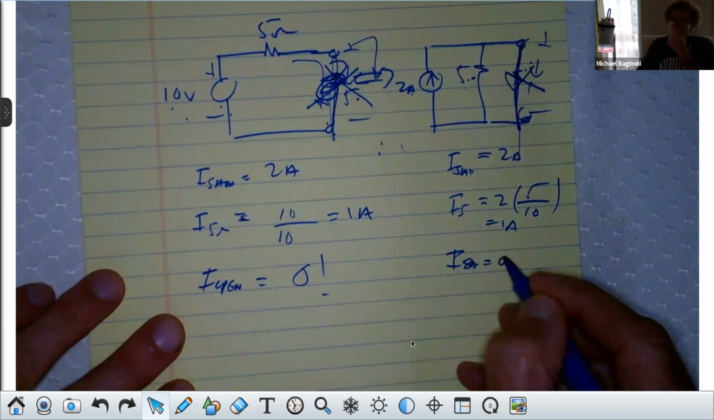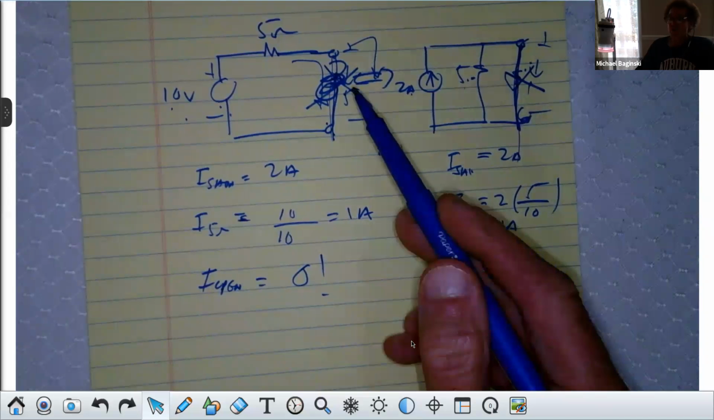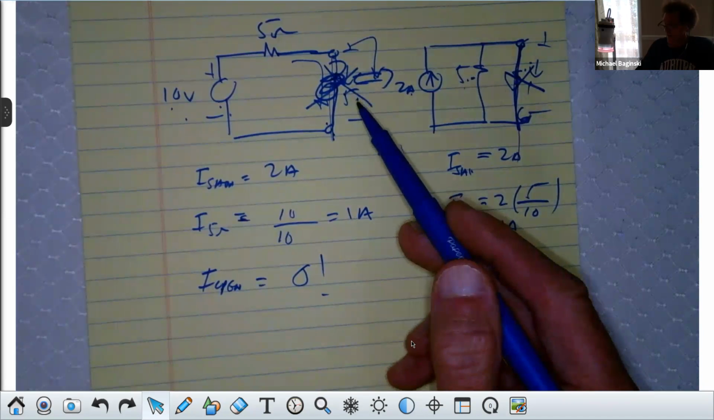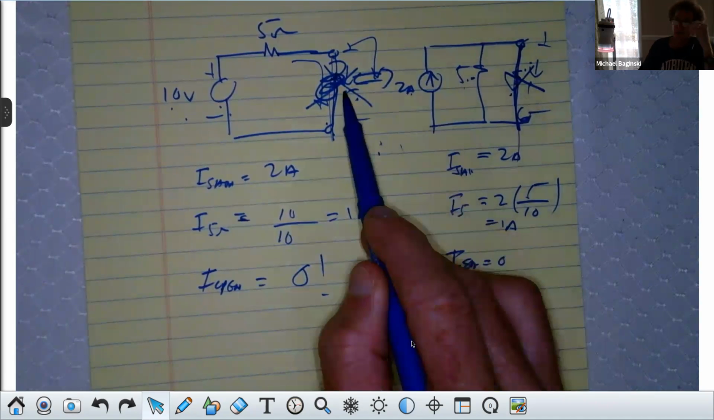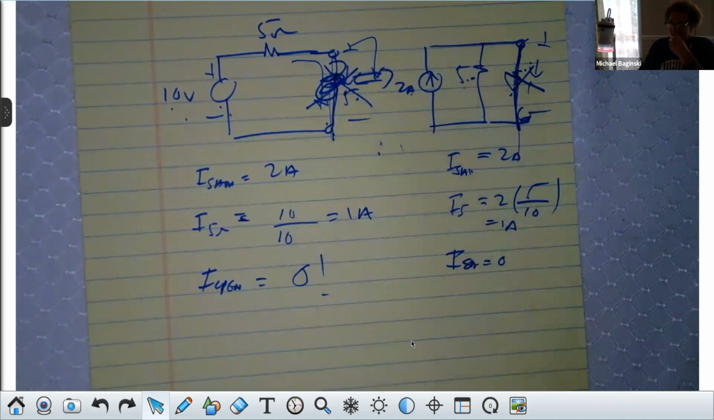Now, you can go ahead and put any arbitrary resistor there and prove, in fact, that this is identical to that in terms of response. And that's the reason it works, okay?